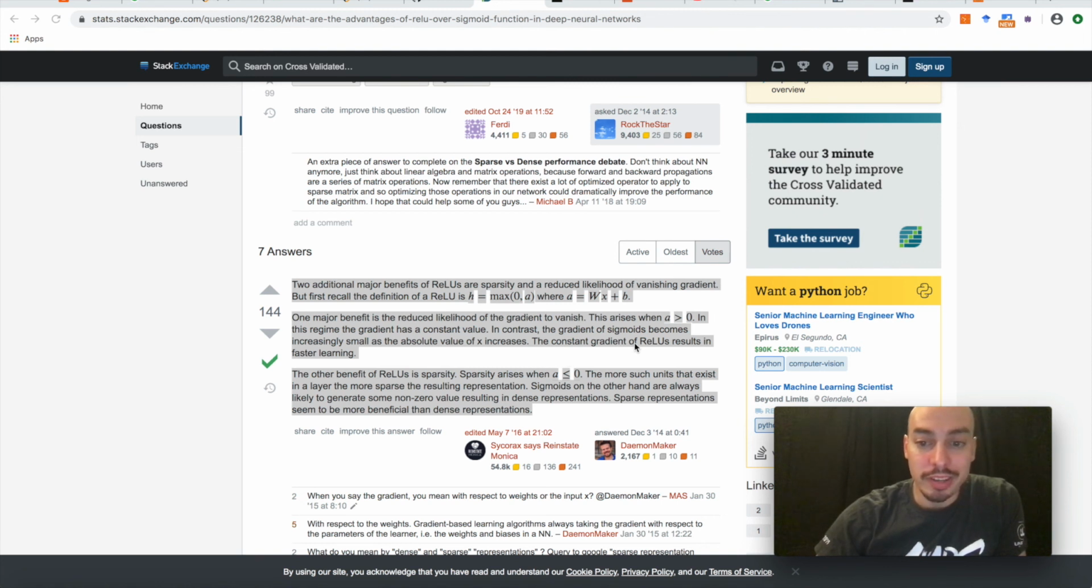The constant gradient of ReLUs results in a fast way of learning. The other benefit is sparsity. Sparsity arises when a is smaller or equal to 0. The more such units exist in a layer, the more sparse the resulting representation. Sigmoids, on the other hand, are always likely to generate some non-zero value. I think the authors on the other website briefly touched on it and said it will always be a dense output, so we will have a dense representation. Sparse representations seem to be more beneficial than dense representations in order to train our network and learn the underlying aspects of the problem that the network tries to tackle.